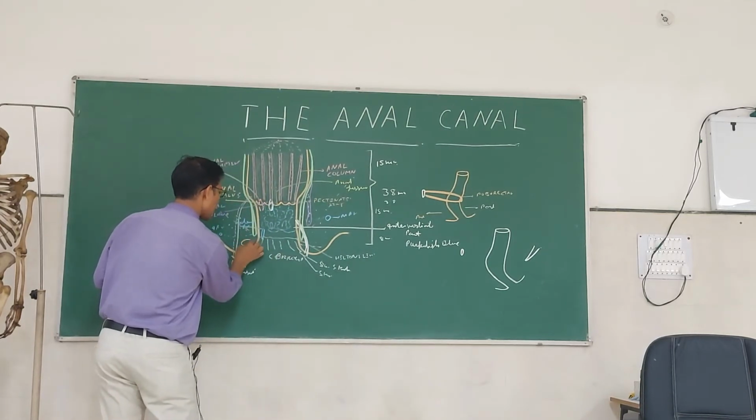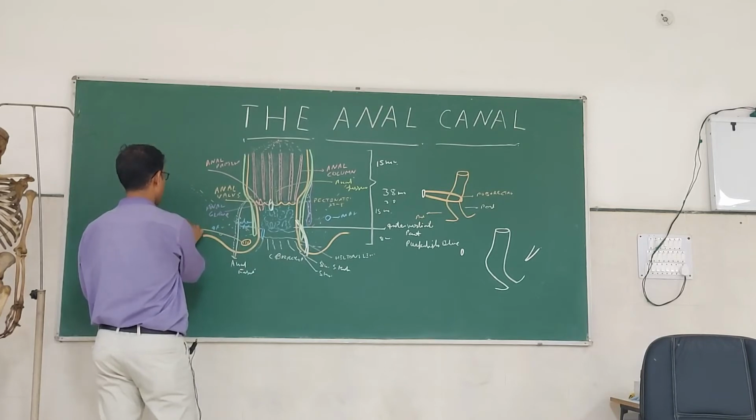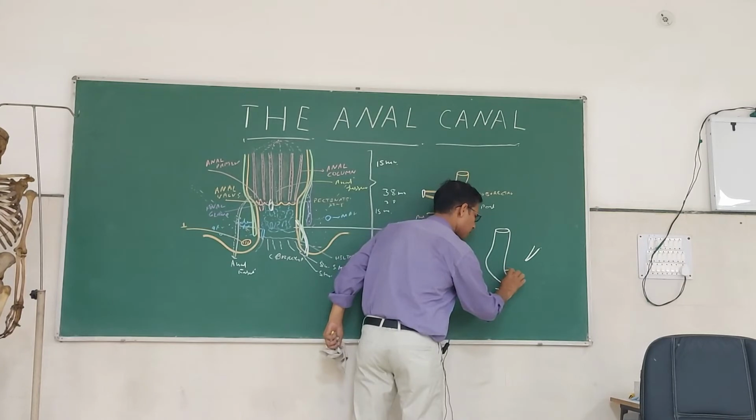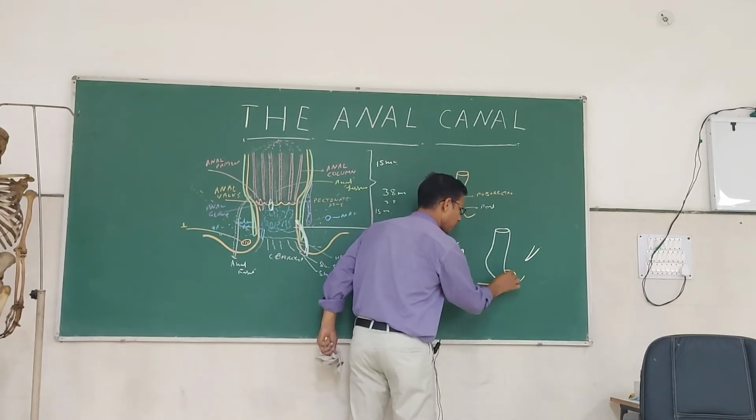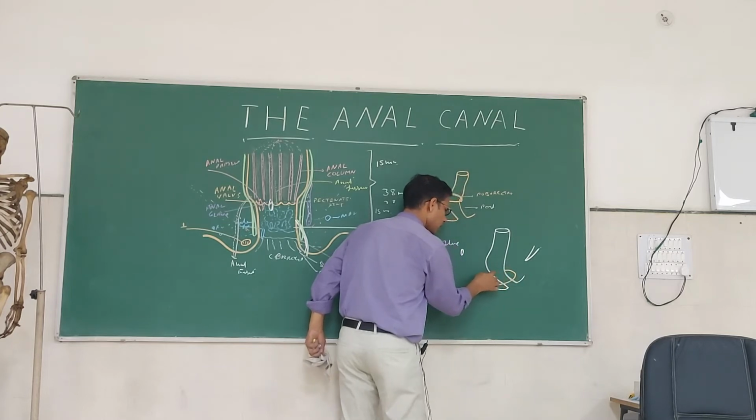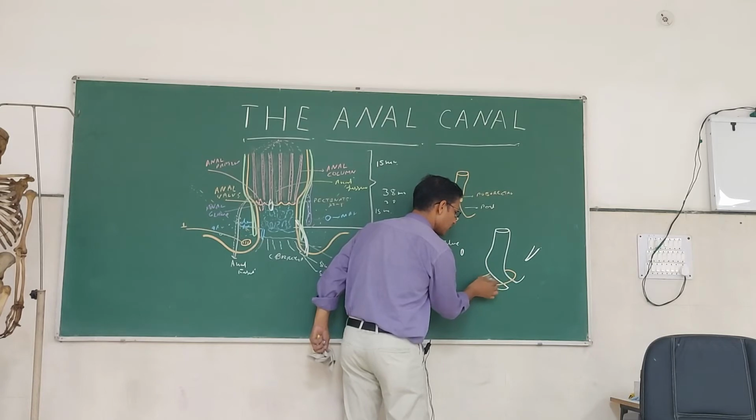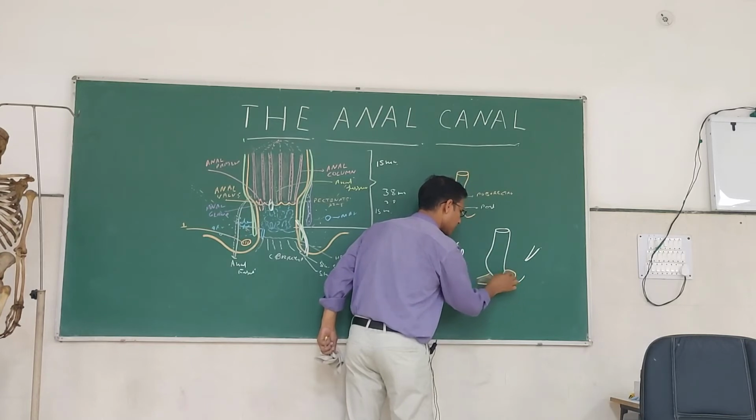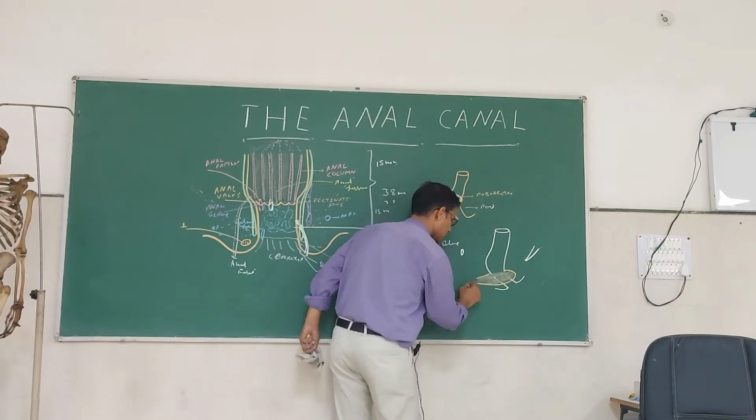The first and foremost, just underneath the skin, there is the subcutaneous part of the sphincter. I am numbering it number 1. This is the fan-shaped subcutaneous part of the anal sphincter.